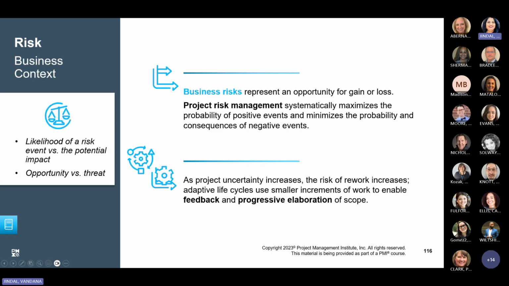Okay, so this slide is about project risk management. Project risk management, of course, maximizes the probability of positive events and minimizes the probabilities or the consequences of negative events. If I give you an example, a key supplier going out of business is a risk, or maybe a key member leaving your organization. So those are project risks.